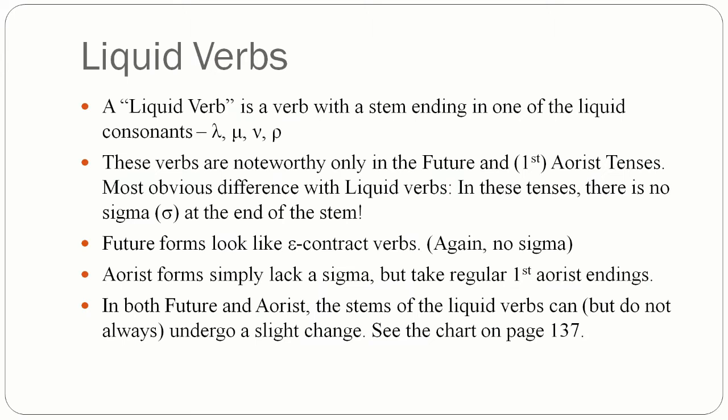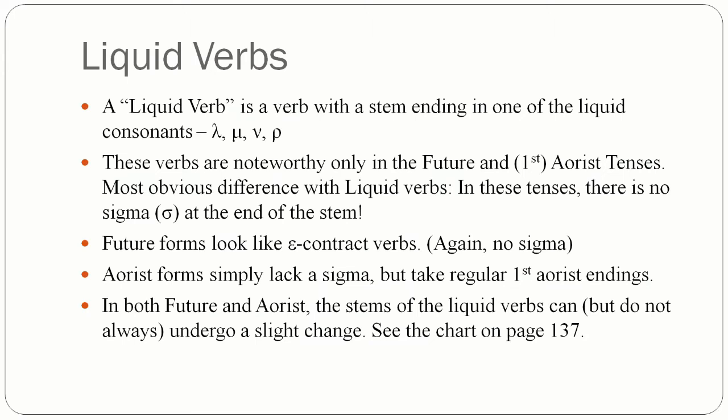Okay, liquid verbs. This does not refer to the action of the verb in any way. This is not a verb that is talking about flowing or melting or anything like that. This actually refers to the structure of the verb. A liquid verb specifically is a verb with a stem that ends in one of what we call the four liquid consonants. And you can find those liquid consonants on the screen there: lambda, mu, nu, and rho.